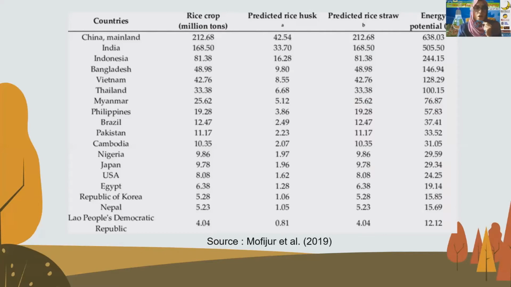Okay, based on the data from the 20 largest producing countries in the world above, it can be seen that Indonesia ranked third in rice production, and the byproduct in the form of rice straw waste is 81.38 million tons. The abundance of rice straw waste provides a great opportunity for Indonesia to create a potential and sustainable energy.